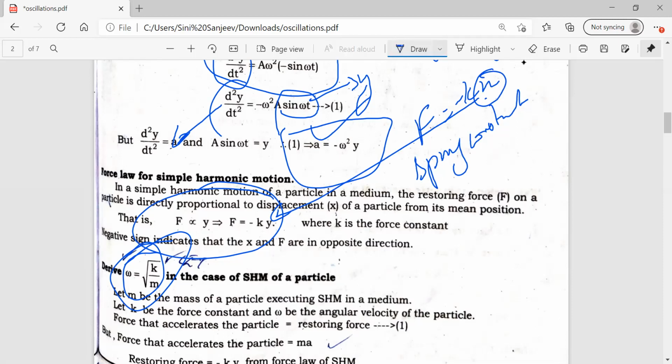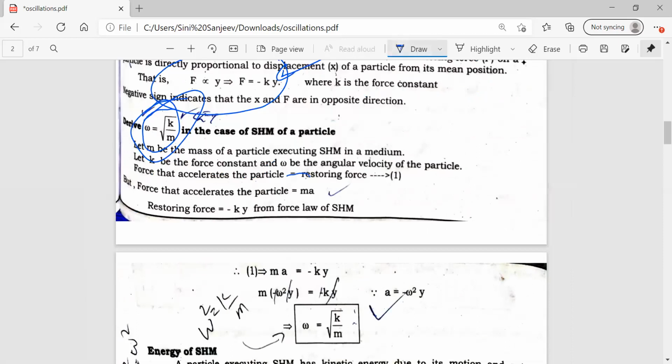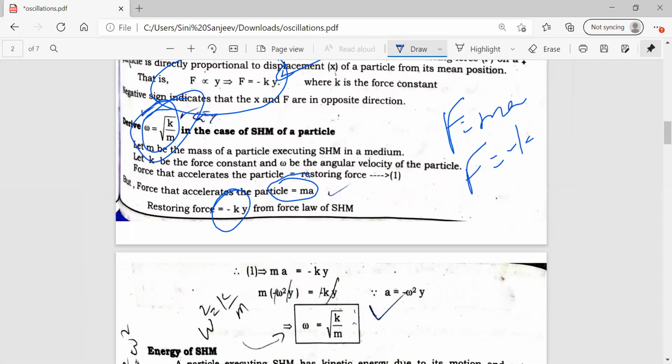So coming to this, what I will do is, see, force is equal to mass into acceleration. F is equal to ma and F is equal to minus kx. So I can equate minus kx is equal to ma. The a value, just now we derived, is minus omega square y. So y and y will get cancelled. Yes or no? That's it. So omega is equal to root of k by m.